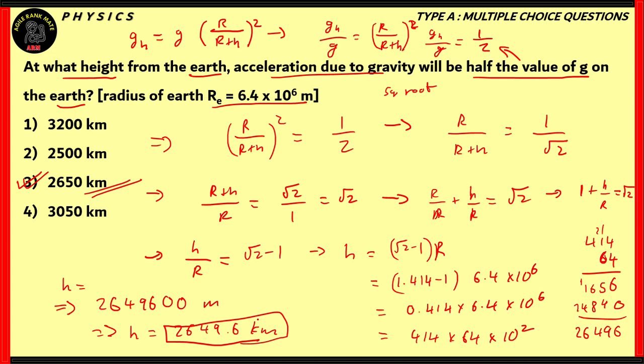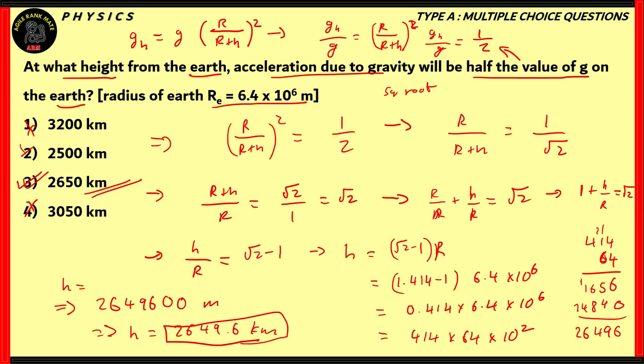By the way, the unit here is always kilometers because the option gives us the unit of distance as kilometers. So 2649.6, if the decimal value is over 5, we can round it off to the next largest number. Therefore 2,650 kilometers is the right option. The other options are incorrect.